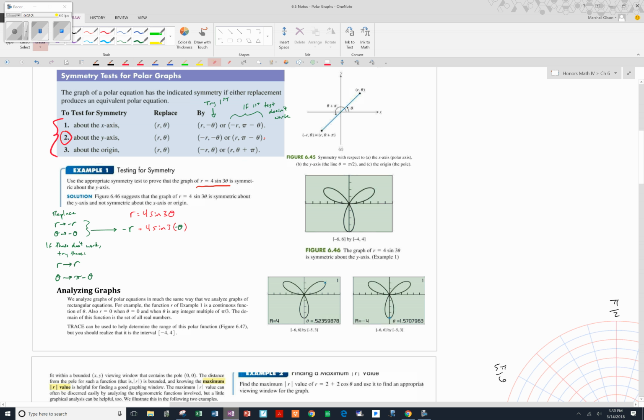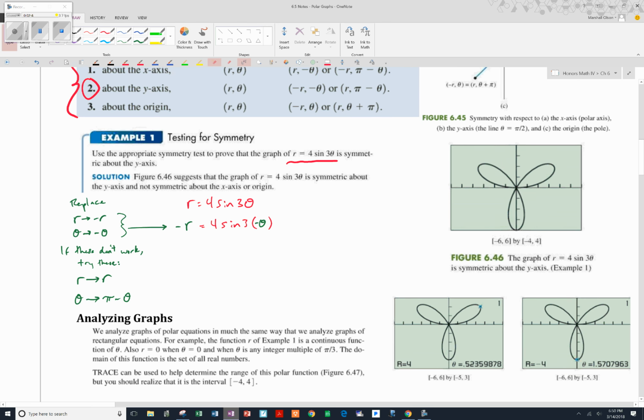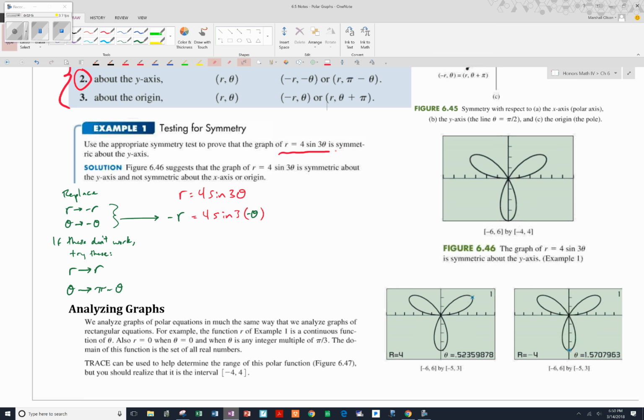Now there's no reason for us to test for symmetry over the x-axis or the origin because we can see the graph right there. We can tell that it looks like it's symmetric over the y-axis, if anything. So we're going to replace r, theta with negative r, negative theta. And if that doesn't work, then we'll try that one there. Since we're testing for symmetry about the y-axis, we are going to replace r with negative r and theta with negative theta.